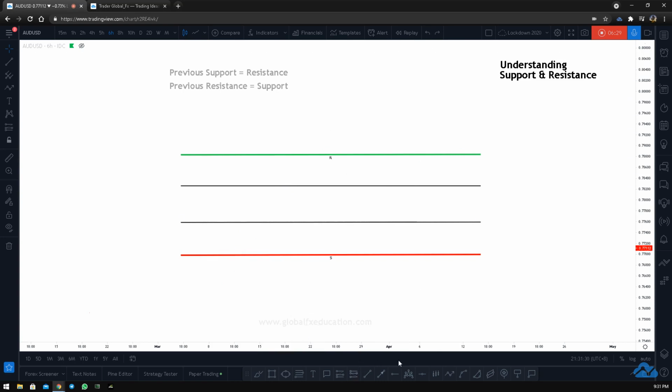And if the market does the same to the downside, if the market breaks a support area, the only place that you should be looking for an entry is when the market comes back again to that previous support area, now turned resistance, and continues to the downside.